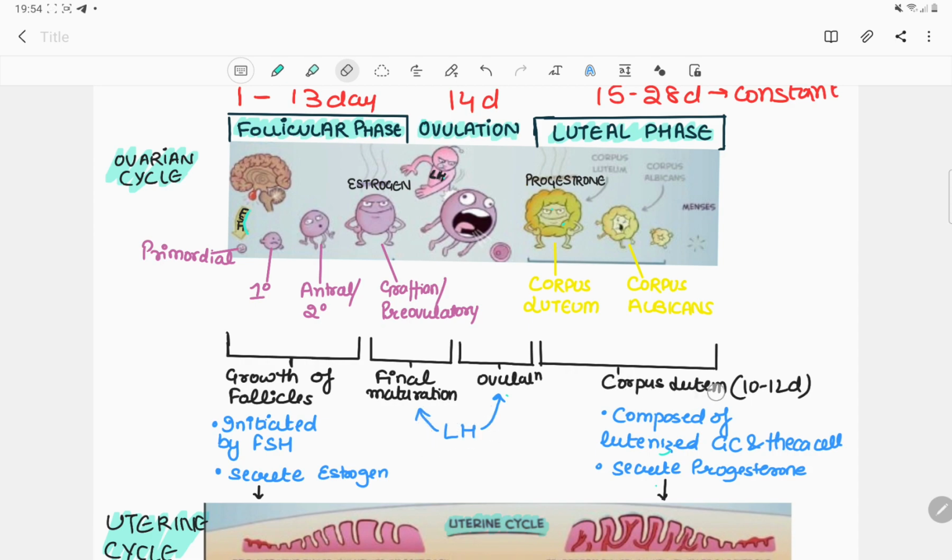And let's discuss the corpus luteum. What is the corpus luteum? It is basically composed of luteinized granulosa and theca cells. It means the granulosa and theca cells of the corpus luteum will have LH receptor on their surface, and this will secrete progesterone.